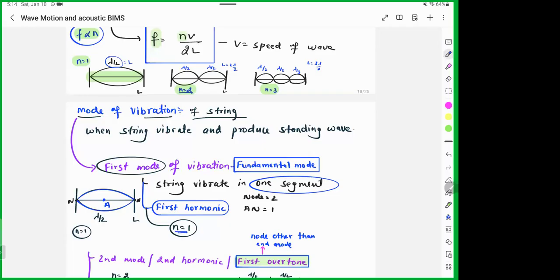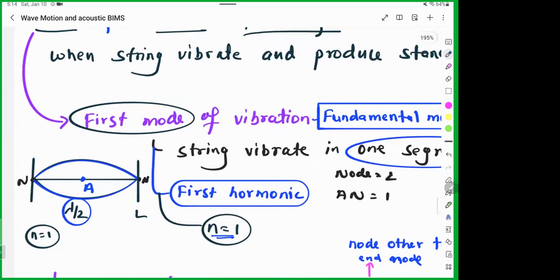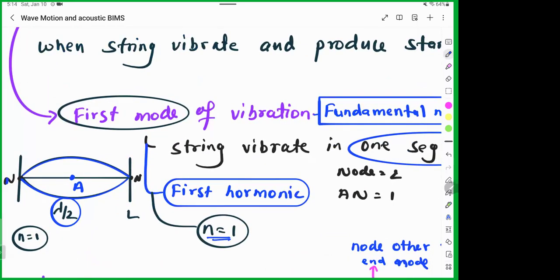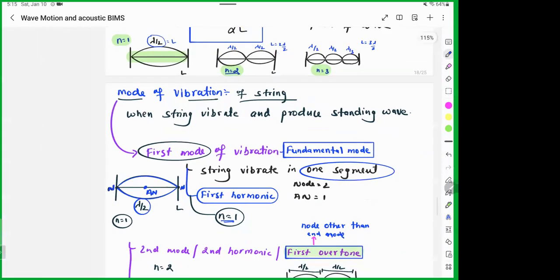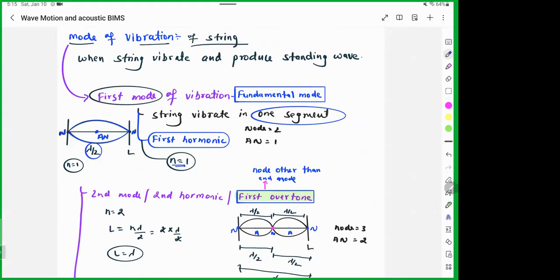Correct. What will be the length? Of course, lambda by 2. How many nodes are formed here? 2, one on each end. Correct. Where is the antinode formed? Exactly at the middle. This is A, the antinode. Any doubt, guys? This is how, when both ends are fixed, the mode is formed.